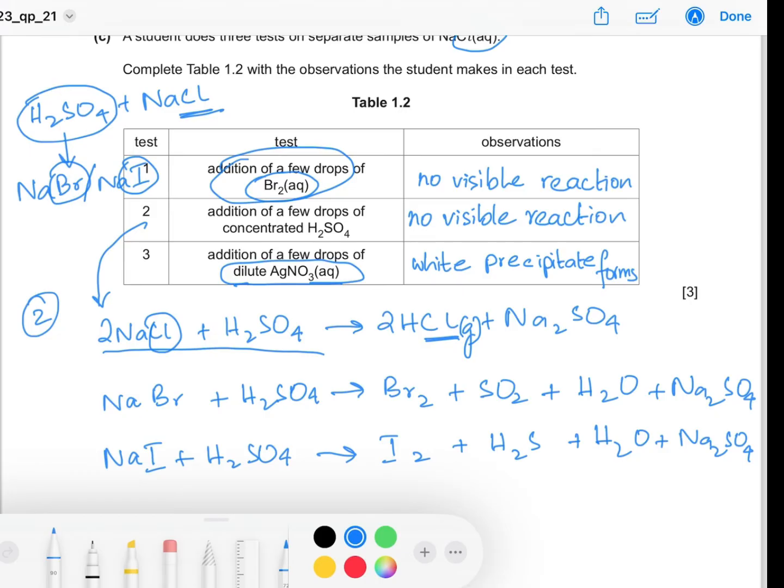However, when sulfuric acid reacts with sodium bromide and sodium iodide, it's able to oxidize these halide ions to bromine and iodine respectively, because when you go down group 7, the strength as reducing agent of the halide ions increases. So chloride is not strong enough to reduce sulfuric acid. However, bromide is a stronger reducing agent, and iodide ion is even stronger than bromide ion.